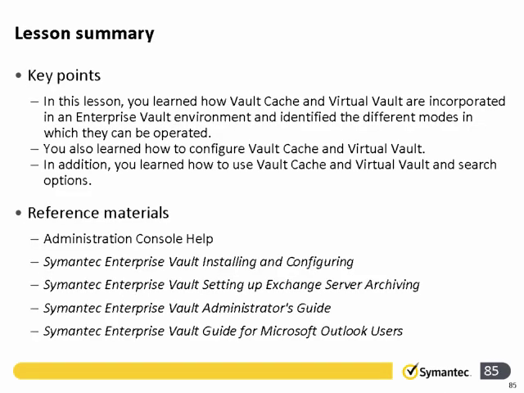So in this lesson, we learned what Vault Cache was and what Virtual Vault were and how they are incorporated into our Outlook environment through our Outlook add-ins. We identified the different modes in which they can be operated. We also learned how to configure our Vault Cache and Virtual Vault environment. And we also learned how to use the Vault Cache and Virtual Vault and our search options, specifically the Archive Explorer.